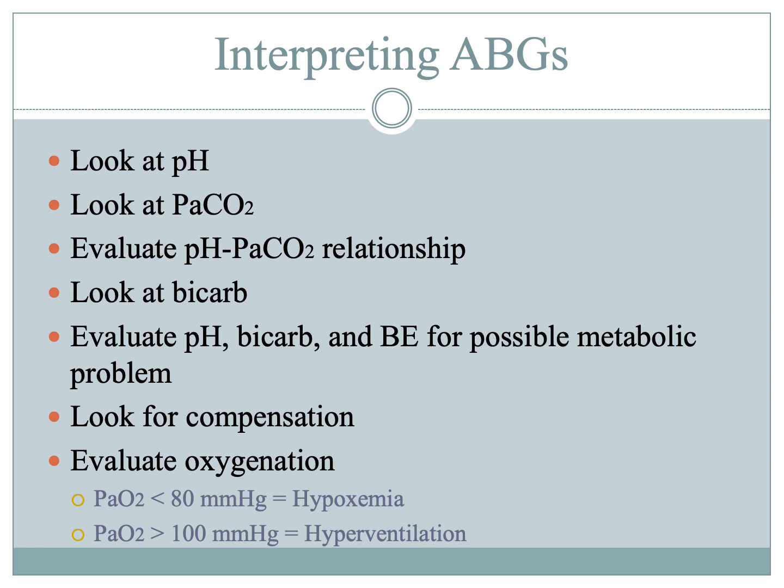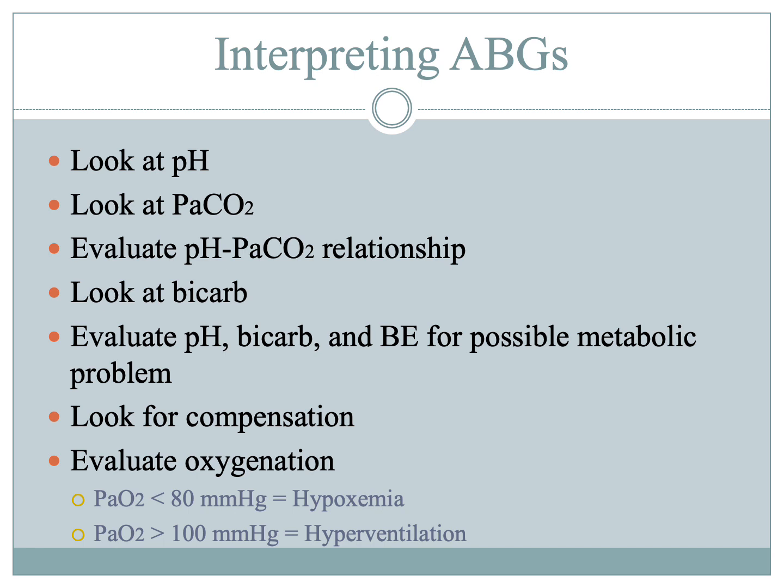Then you're going to look at the PaCO2 pH relationship, and you're going to look at the bicarb, and then you're going to evaluate them for possible problems, the pH, the bicarb, and the base excess. You're going to look for compensation. Ooh, that's complicated. Actually, it really isn't. We'll talk about it and simplify it. Whenever the body's going out of whack, it's going to try and compensate and bring itself back into homeostasis.